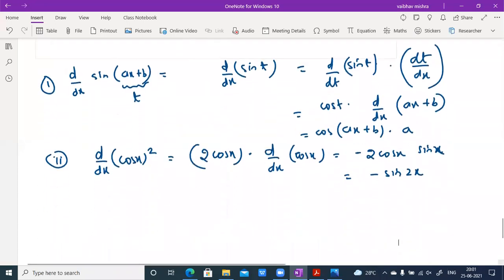Right. Okay. Third one was y is equal to root e raised to power x plus 1. So let's start from the top again.